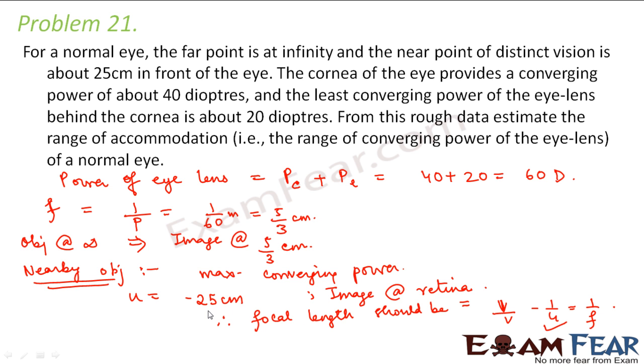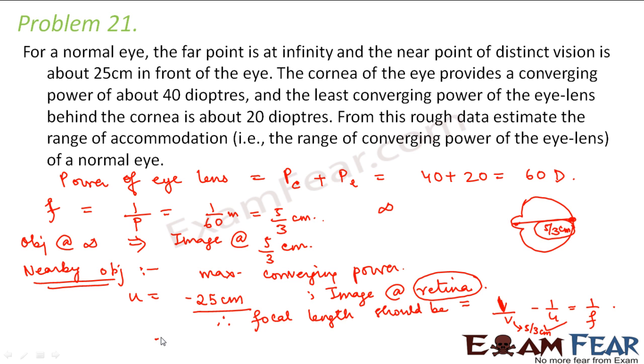U we already know, that is minus 25 centimeters. What is V? V is the image distance. Now where is the image formed? The image will be formed at the retina. So do we know the distance of the retina? We do know, because in the first scenario, if the object is located at infinity, then the image will form at the focus, and that distance of that focus was 5 by 3 centimeters. But in that case also, that focus was on the retina. That means the distance of the retina is nothing but 5 by 3 centimeters. So in this case, V is 5 by 3 centimeters.